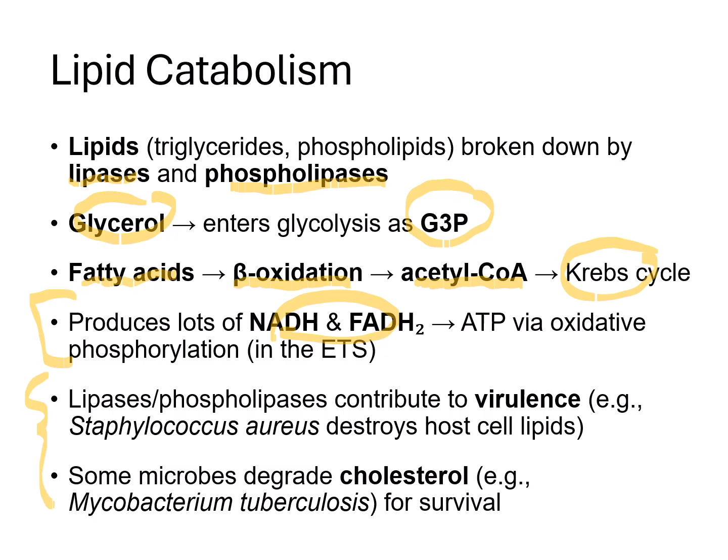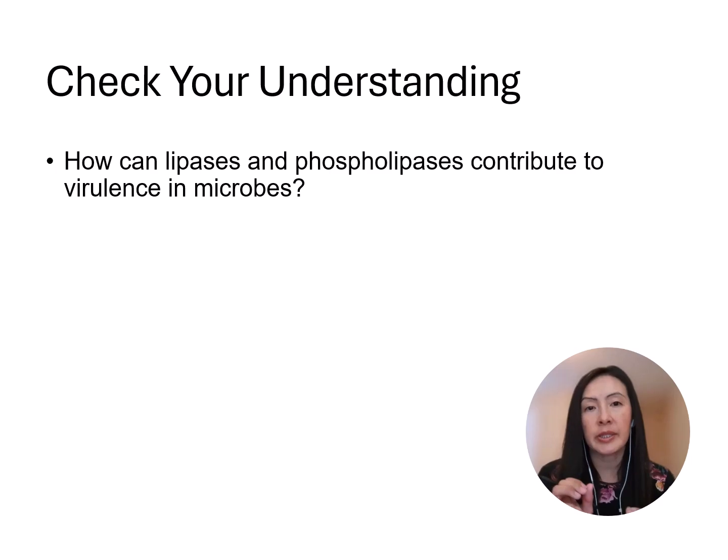Clinically, some of these microbes can use lipases and phospholipases as virulence factors to cause disease. For example, Staphylococcus aureus can destroy our host cell lipids, and some other pathogens like Mycobacterium tuberculosis can even degrade cholesterol to survive inside the host. So this might be the cholesterol that is in our cell membranes. So these enzymes can contribute to virulence in microbes, allowing them to cause disease in the body.